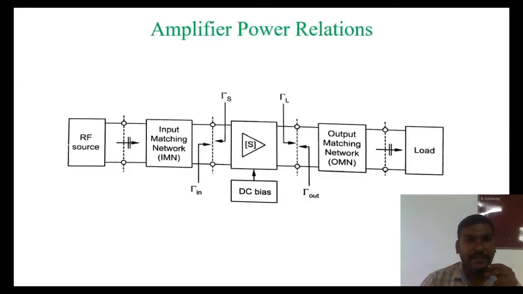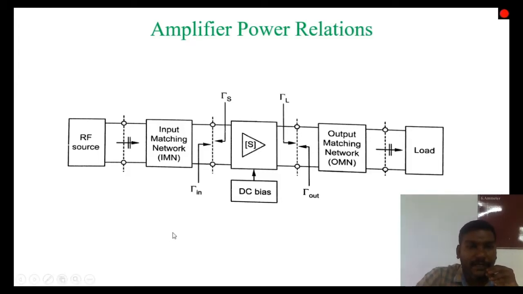And this is the amplifier relationship. On the left side we have the RF source, the IMN, input matching network, and next the amplifier, and the corresponding bias will be given here. Next we have the output matching network, the OMN, and then the load. The IMN is called the input matching network. It matches the impedance between the RF source and the amplifier, and the output matching network is used to match the impedance between the amplifier and the load.